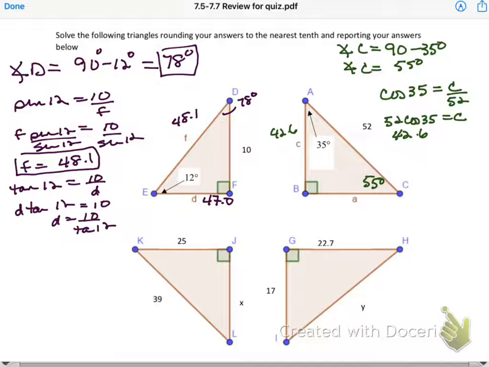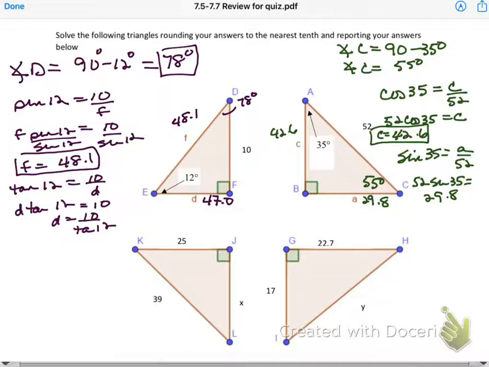I'm going to say the sine. The sine of 35 equals A over 52. So 52 times the sine of 35 is going to be 29.8, and 29.8 is my A.